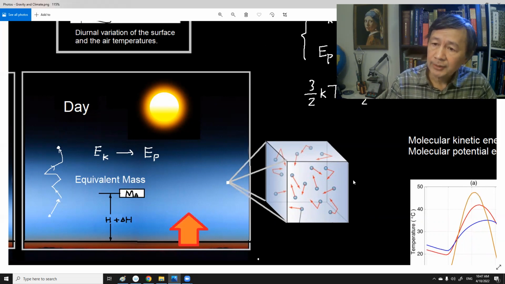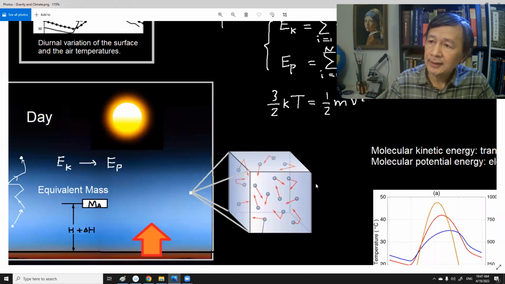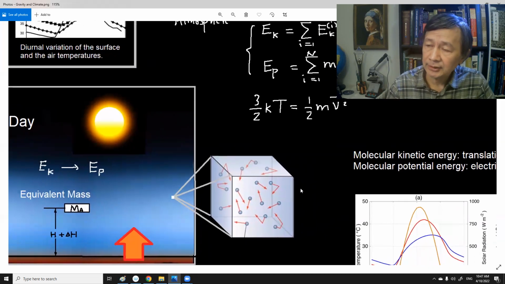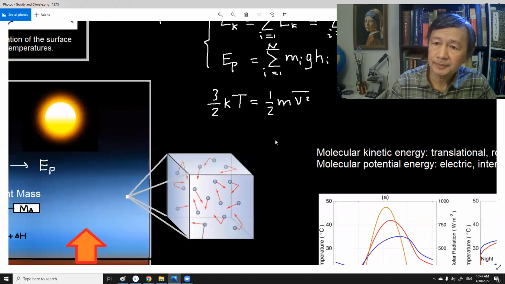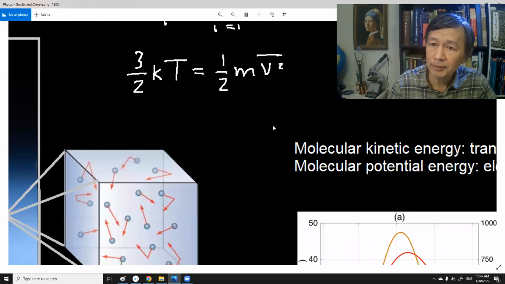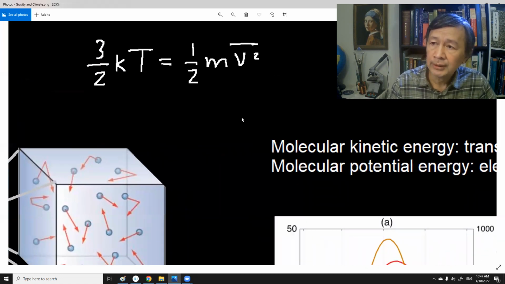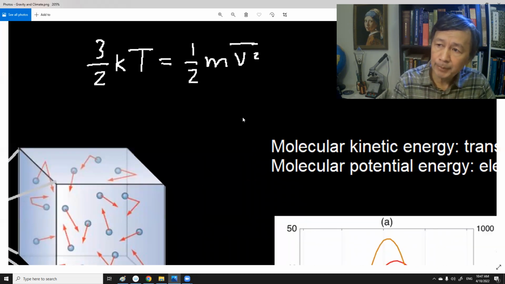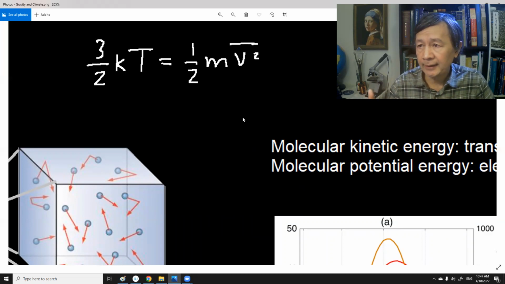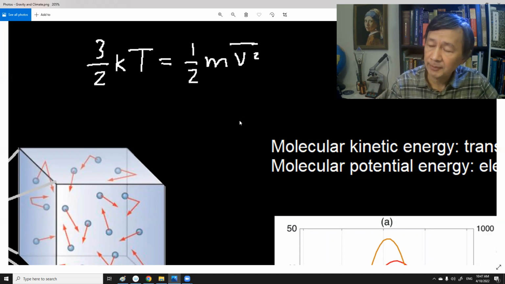It is important to understand that it is this mechanical motion of particles which determines the temperature of the air. So this is a simple formula to give you the relation between the air temperature and the mean value of kinetic energy of each molecule.